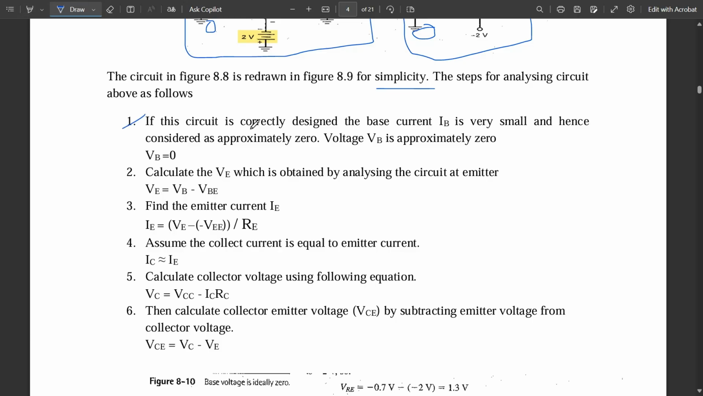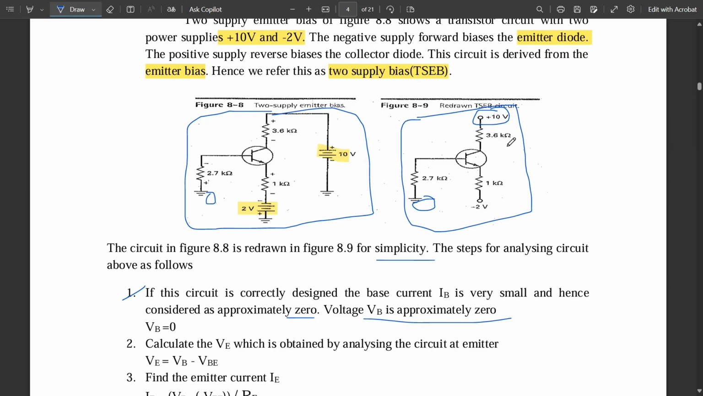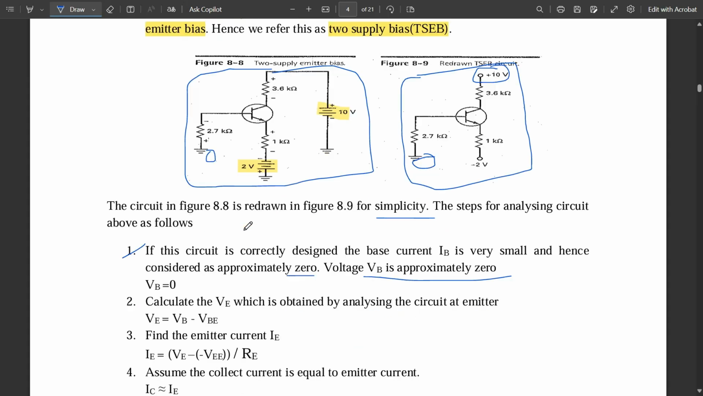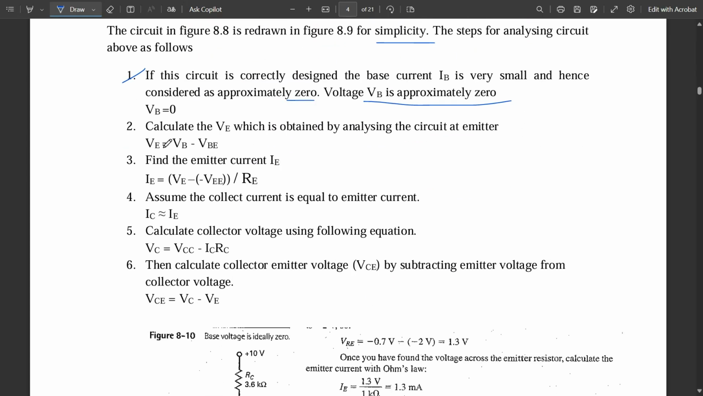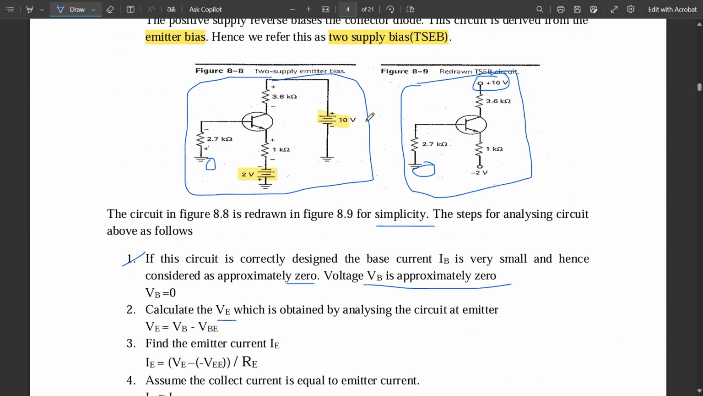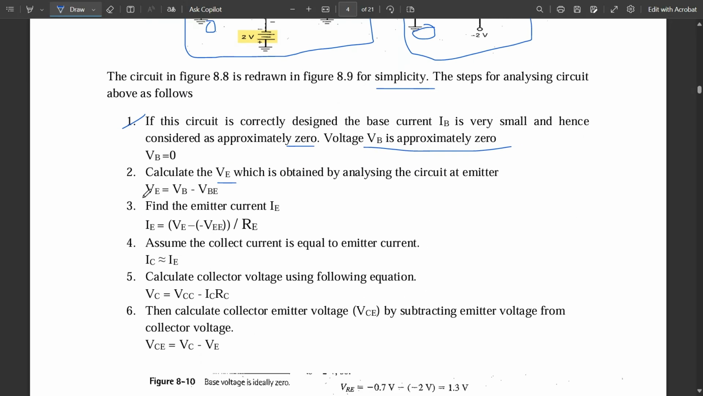If this circuit is correctly designed, the base current IB is very small and hence considered as approximately zero. Voltage VB is approximately zero. Why? The reason I've already told you, VB is directly given to the ground, so that's why it is approximately zero. First, calculate VE, which is obtained by analyzing the circuit at the emitter. So at the emitter, if you try to calculate the value of VE, you would be getting it with this expression, that is VB minus VBE. So these are the steps involved for analyzing the two supply emitter bias.